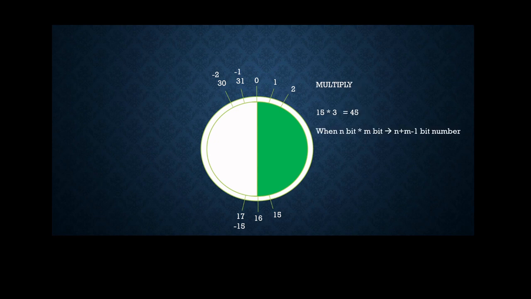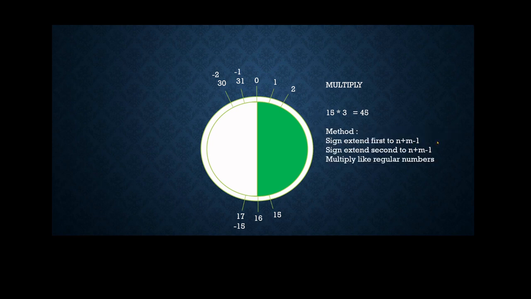Right? So in case of multiplication, when you multiply an n-bit number with an m-bit number, and these are obviously signed numbers, right? So n-bit means one sign and n minus one. This is one sign plus m minus one. Obviously, the solution is going to be one sign and n plus m minus two, which is total of n plus m minus one bit number.